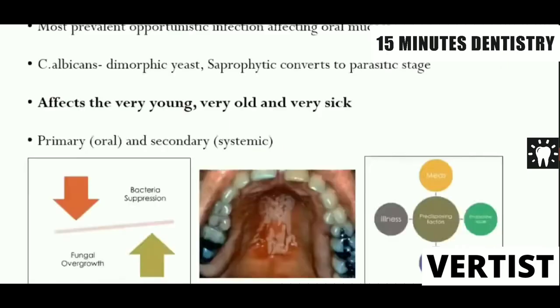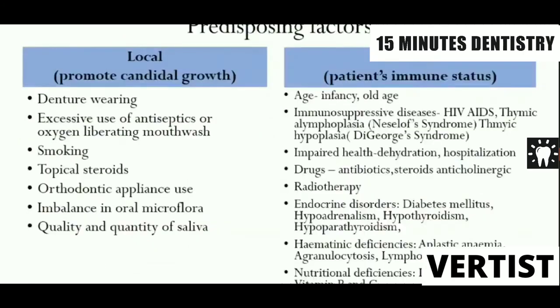Candidiasis, as you all know, is the most prevalent opportunistic infection in the oral mucosa. It is a normal commensal in the oral cavity, but only when predisposing factors such as immunosuppression, illness, or cancer set in, then the Candida colonizes to give a condition called candidiasis. It affects all ages, and there are 2 types of candidiasis: primary or oral candidiasis, and secondary or systemic candidiasis.